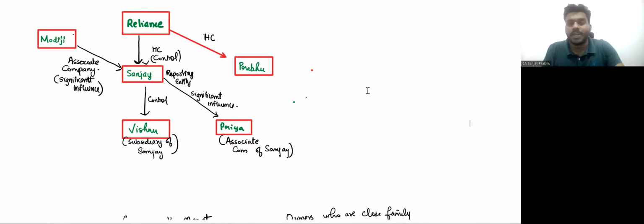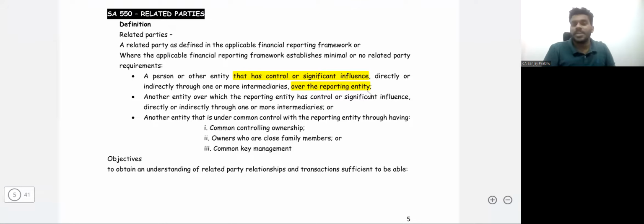See the definition: a person or any entity who has control or significant influence over the reporting entity. Which was the reporting entity in our example? Sanjay. Which entity had control over Sanjay Limited? Reliance. Which entity had significant influence over Sanjay? Modiji Limited. So both Reliance and Modiji will become related parties of Sanjay.